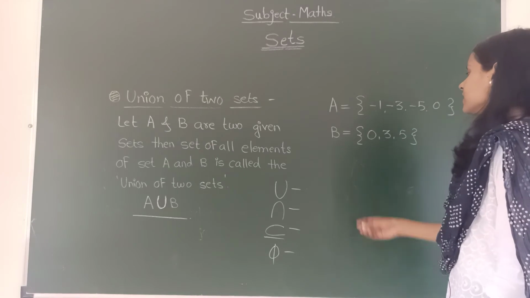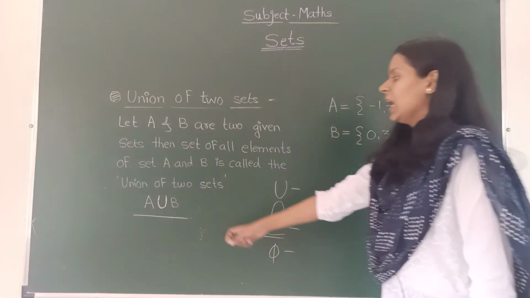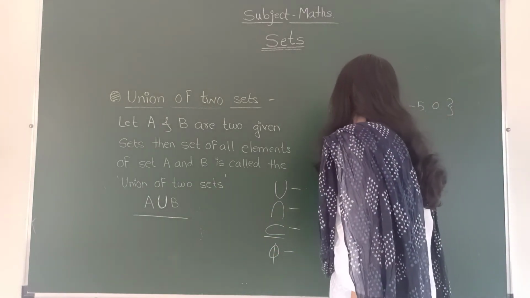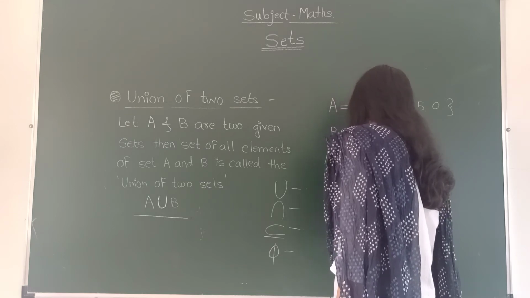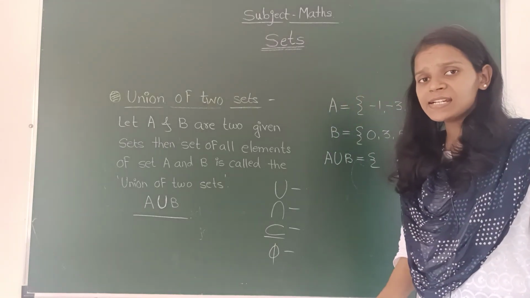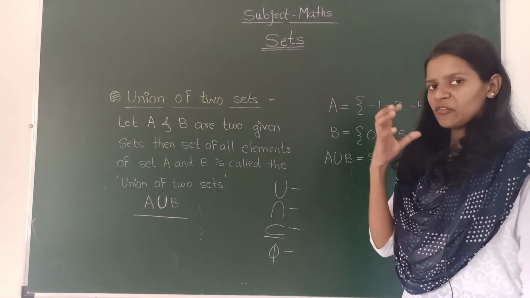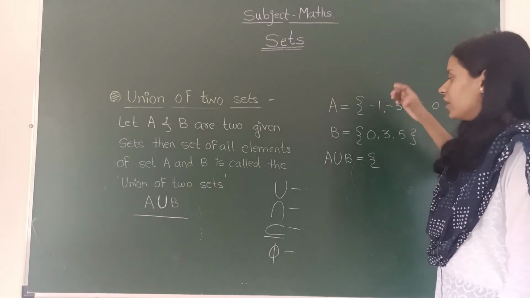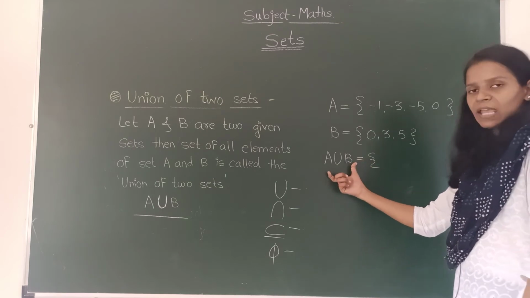After that we will see set A consisting of elements -1, -3, -5 and 0, whereas set B consists of elements 0, 3 and 5. We have to write A union B. What is union of sets? The set of all elements in set A and B. So we have to write all the elements in set A and after that all the elements present in set B. Therefore it will be A union B.